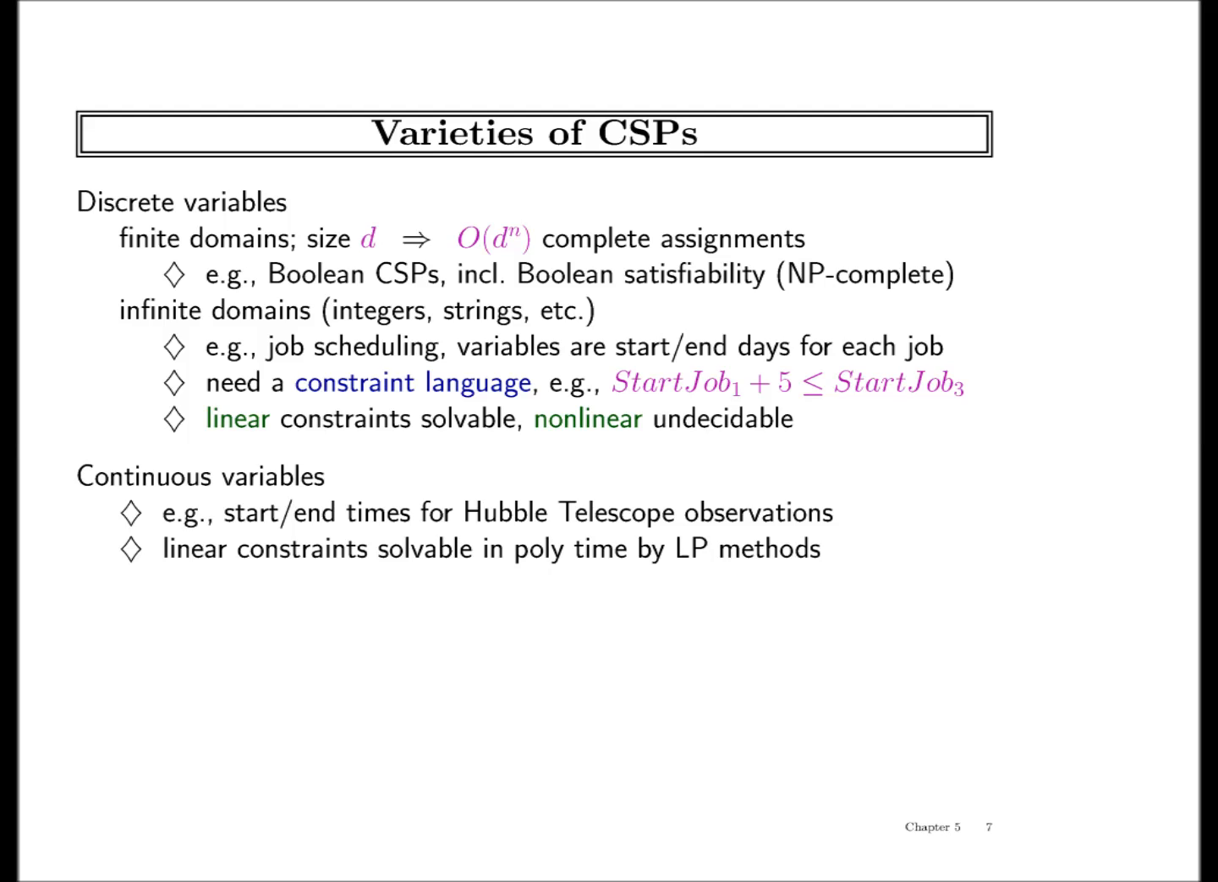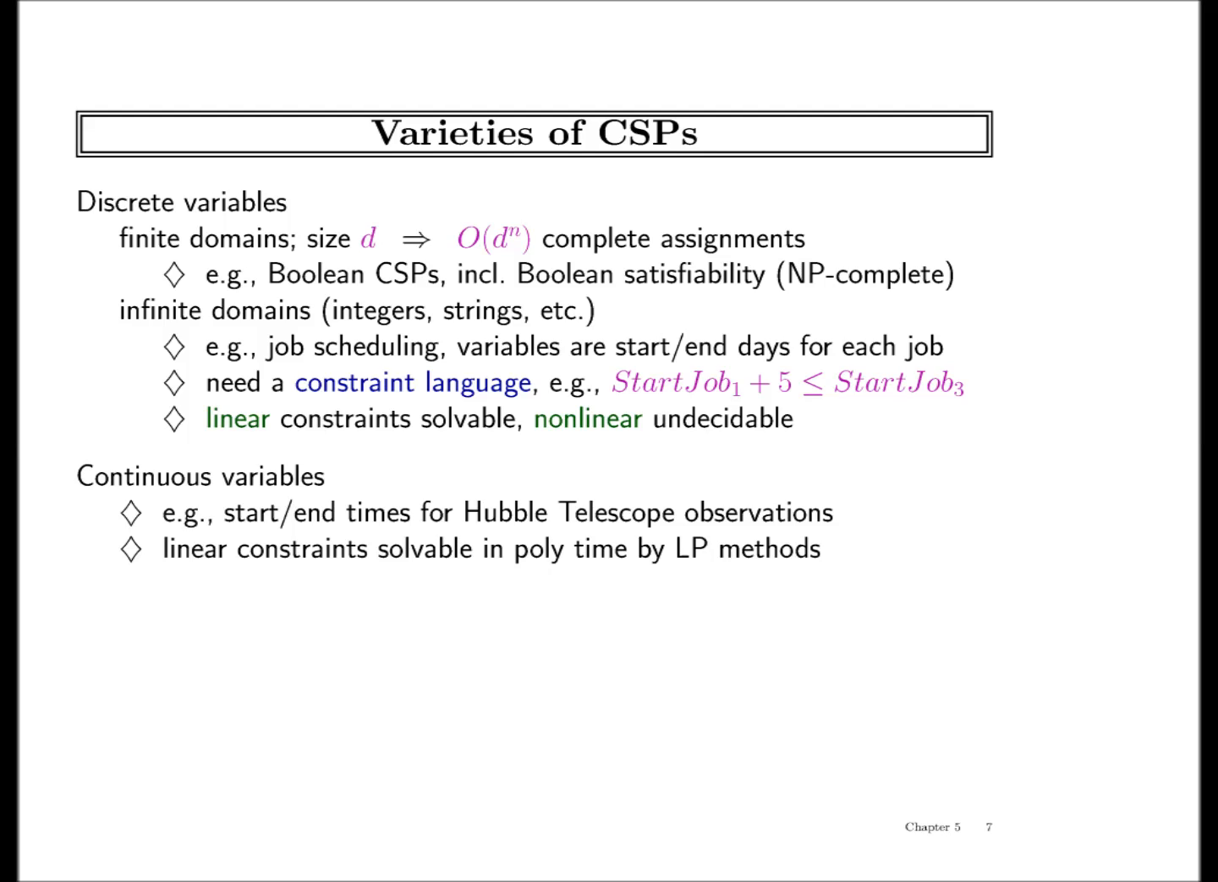We can have CSPs with discrete variables but infinite domains, like integers. So in job scheduling, you have start time, end time, and let's suppose they're all integers, then you will have constraints of the form that you have to start job 3 within 5 units of time of job 1 and so on and so forth.